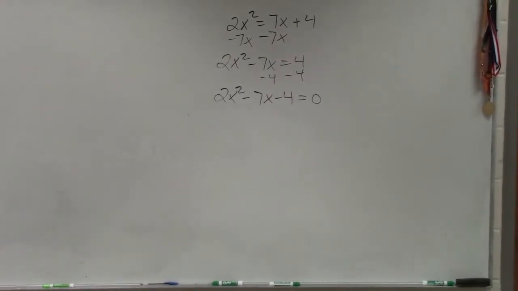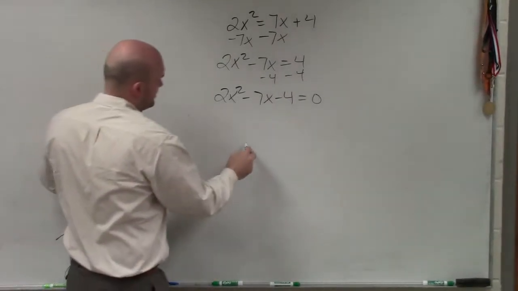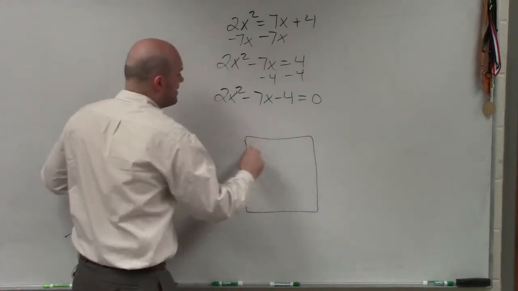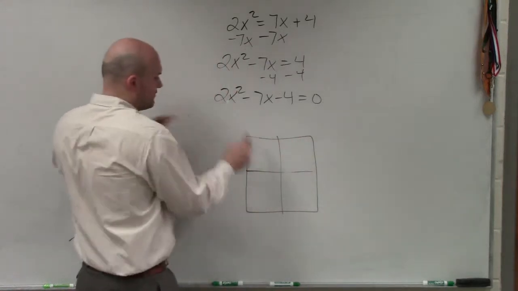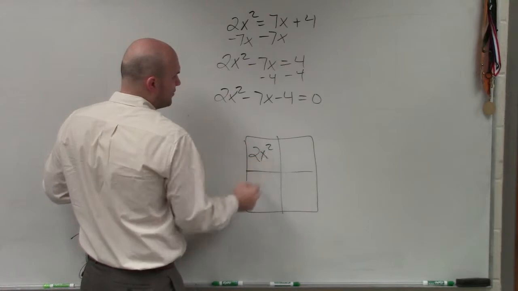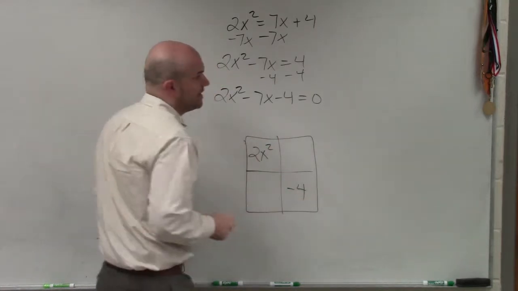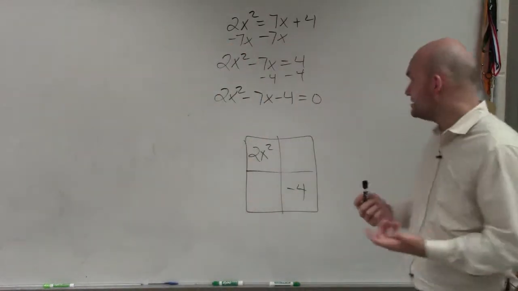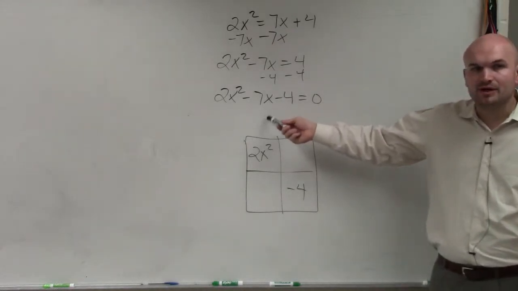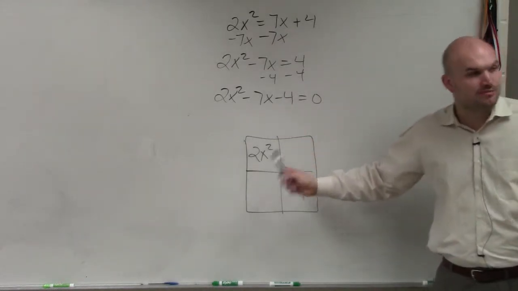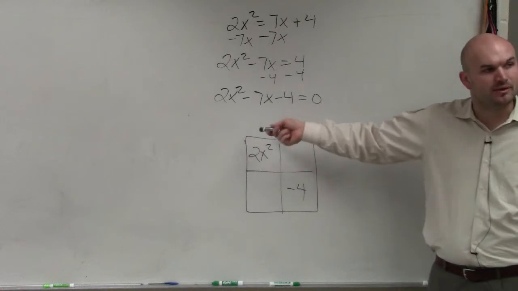So I'm going to take a box. I'm going to create a nice little box. And my problem comes in is we always want to take our first term, put that in the upper left-hand corner, take our last term, put it in the bottom right-hand corner. But the problem is now we have our middle term, and we don't have enough. We have two boxes we need to fill, and we only have one middle term.